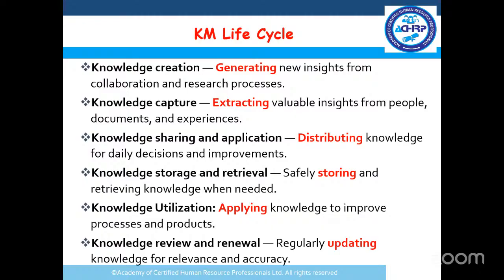So those are the steps involved in knowledge management process. You can condense this into 3. 1, knowledge generation. 2, knowledge storage. And 3, knowledge sharing or dissemination. Lastly, knowledge review. We need to continuously monitor our knowledge resources to ensure that they are relevant and up to date.